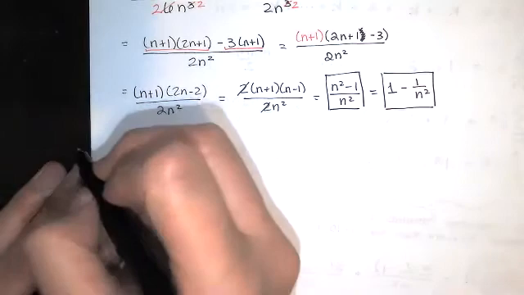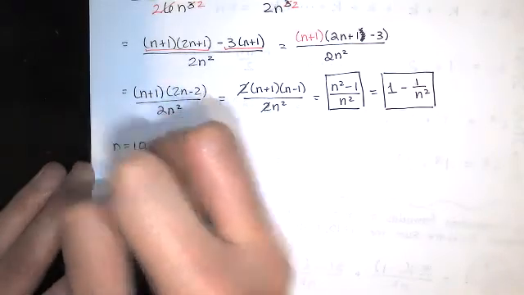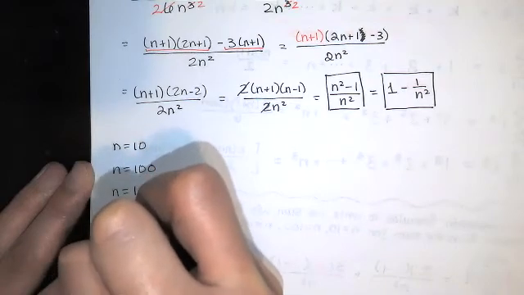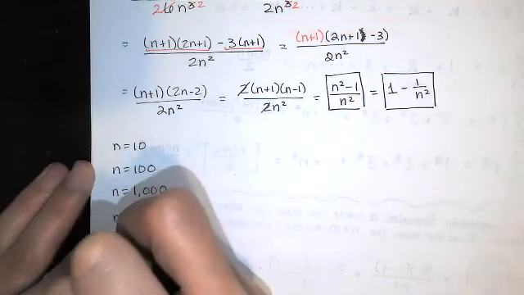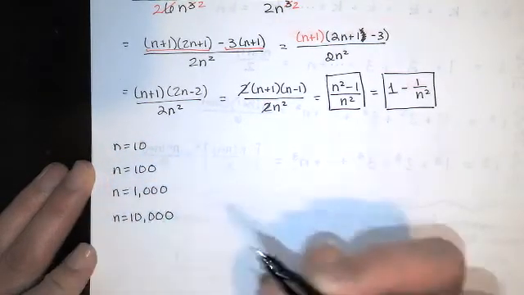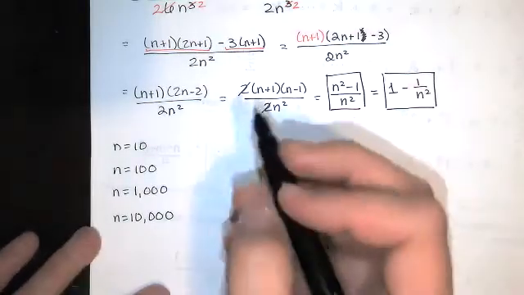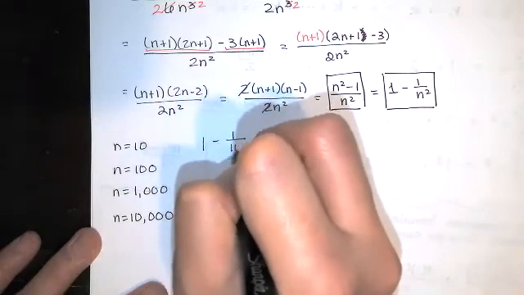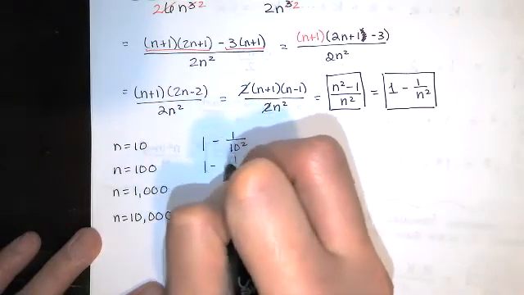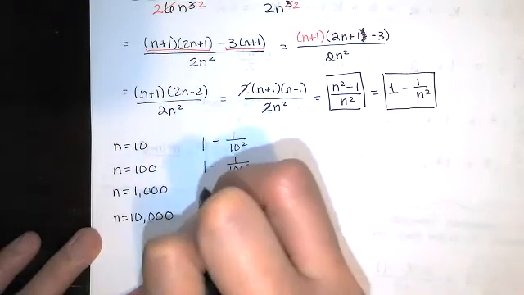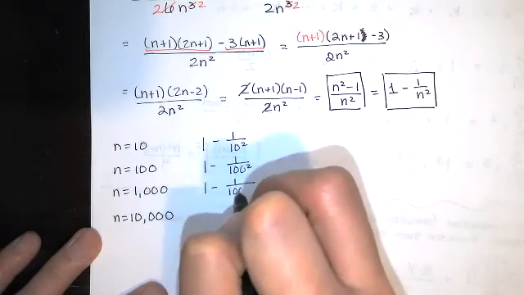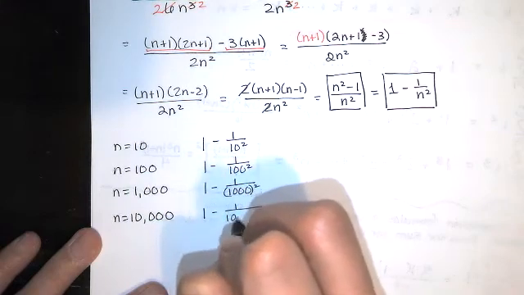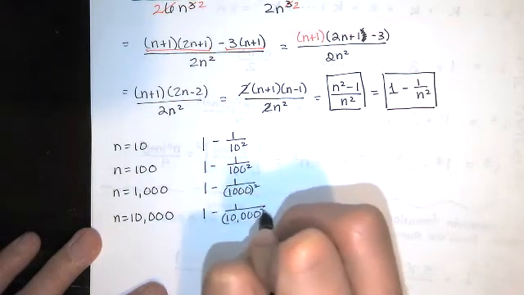We're asked to evaluate this for n equals 10, n equals 100, n equals 1,000, and n equals 10,000. So we'll have, I think I'll use this version, 1 minus 1 over 10 squared, 1 minus 1 over 100 squared, 1 minus 1 over 1,000 squared, and 1 minus 1 over 10,000 squared.